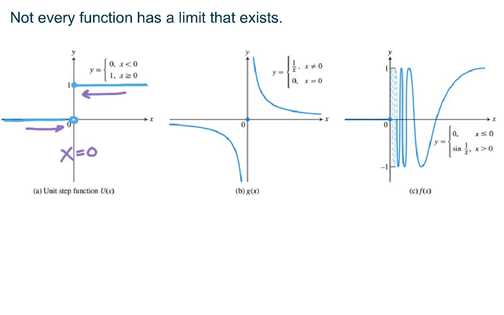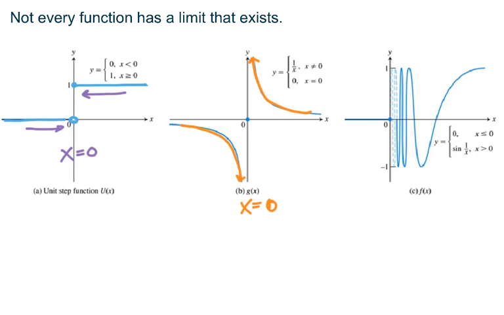Similarly, if we look at approaching x equals 0 on the second graph, as we go towards 0 from the left, we're going down to negative infinity, and as we approach x equals 0 from the right, we're going to positive infinity. So we're going different directions as we approach that number. The limit does not exist.